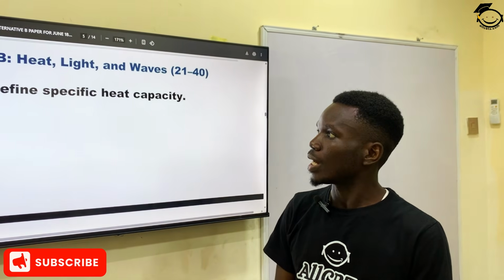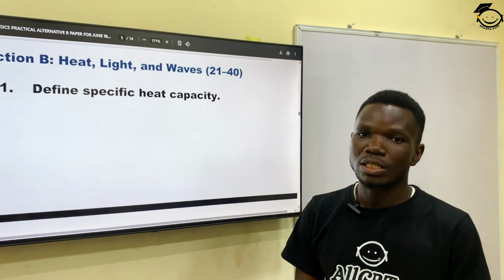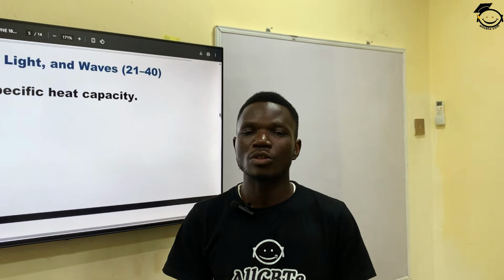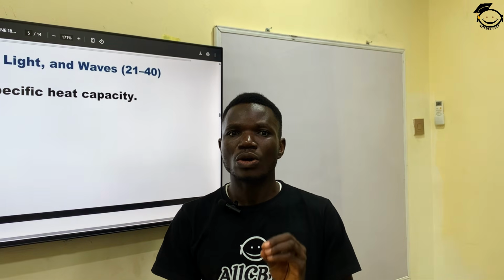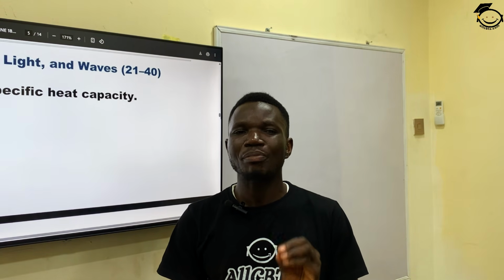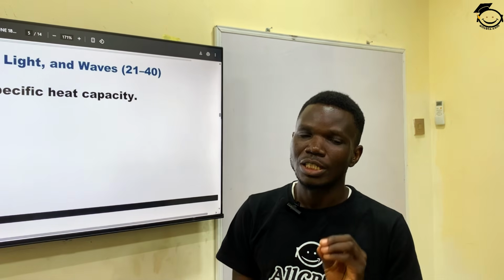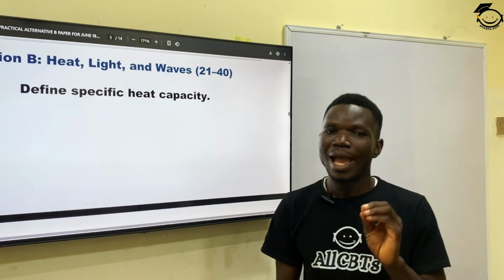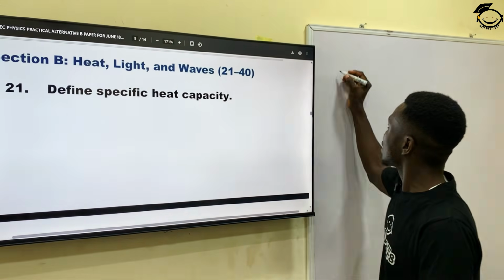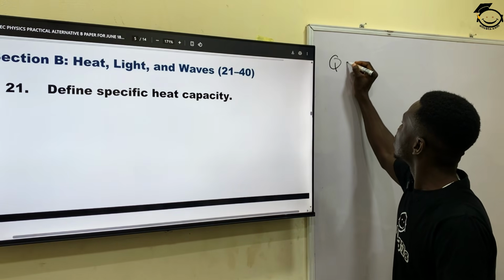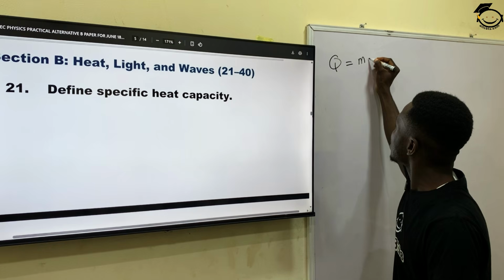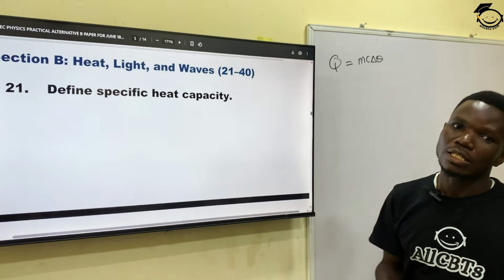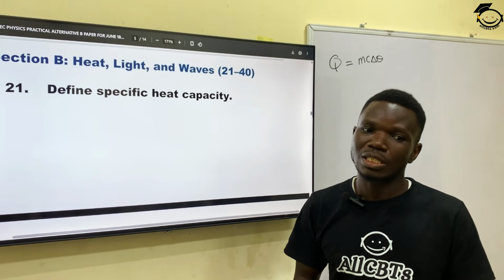The first question here is define specific heat capacity. Specific heat capacity can be defined as the quantity of heat required to raise the temperature of a unit mass of a body by 1 Kelvin. That is to say that your quantity of heat is equal to the mass times the specific heat capacity times your change in temperature. That is the formula for calculating specific heat capacity.